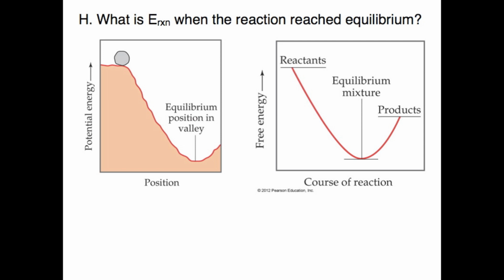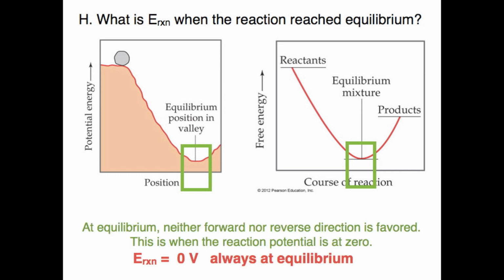Example 2H asks, what is the value of reaction potential when the reaction reaches equilibrium? First, we need to understand that the equilibrium position can be found at the minimum potential energy. Whether you start with a high concentration of reactant or high concentration of product, the reaction will shift until it reaches the equilibrium point. At equilibrium, neither forward nor reverse direction is favored, and at this point, the reaction potential is always equal to 0 volts.